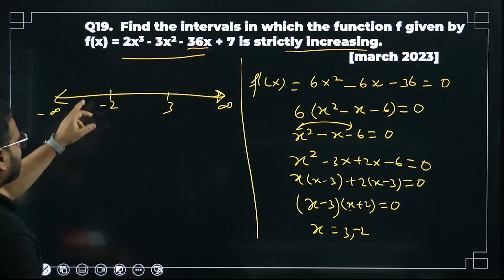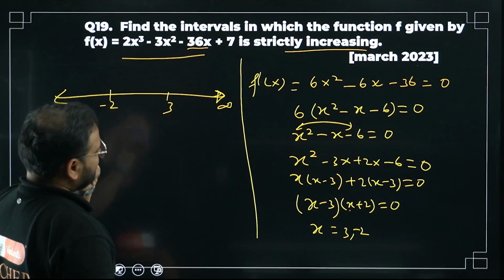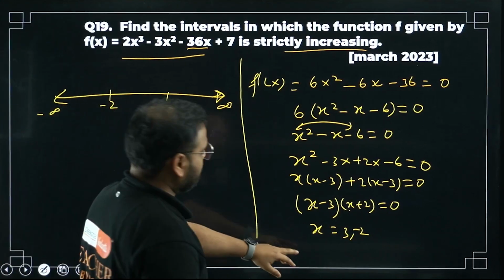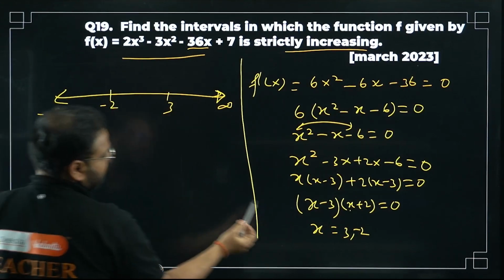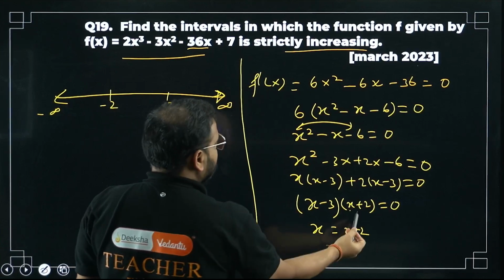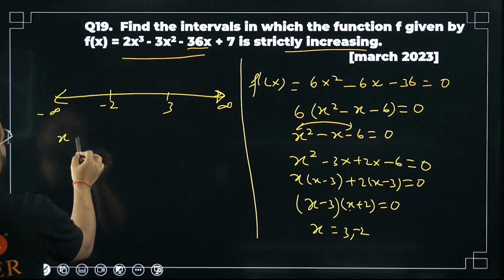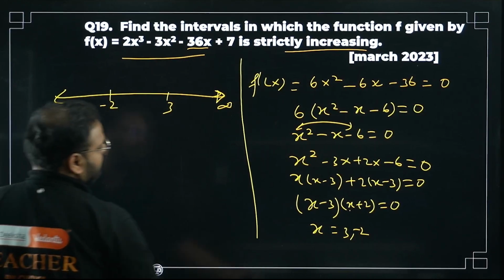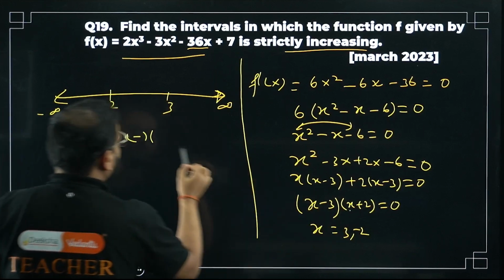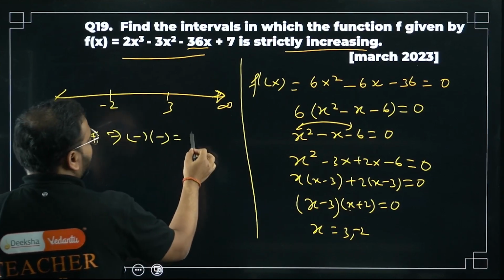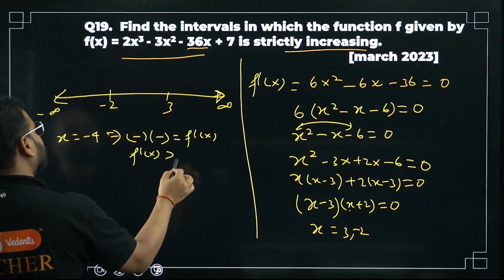I can take a number in this interval. Don't take minus 3, take minus 4. If you put x equals minus 4, the first bracket will become negative, and this bracket will also become negative. This is going to be my f dash of x. So f dash of x is coming as positive.